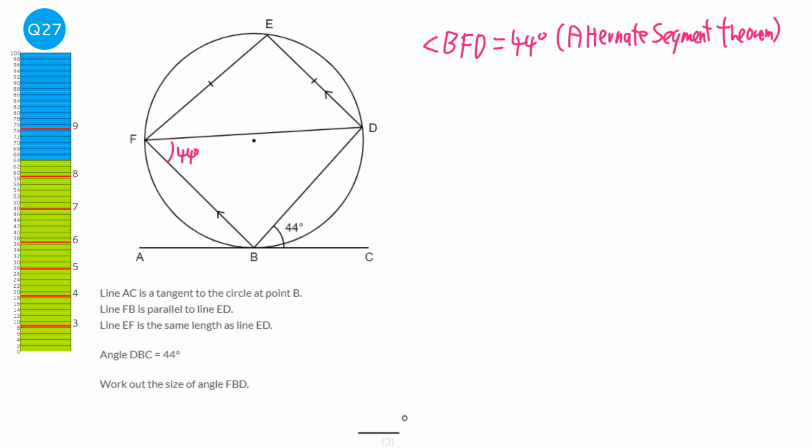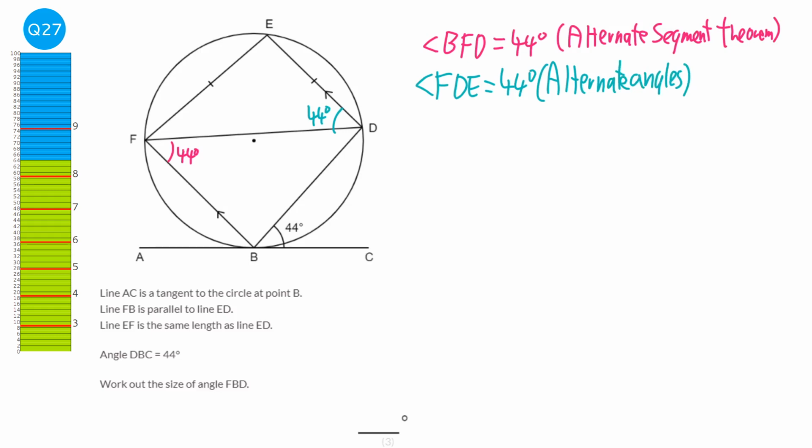Now next I notice that we've got a set of parallel lines here, and we've got a line going through them. And so the 44 degrees there is going to be equal to this one here. And so this is going to be 44 degrees. So we say angle FDE equals 44 degrees. And the reason this time is alternate angles. Put the E in, alternate angles. And again, you have to use the word alternate.